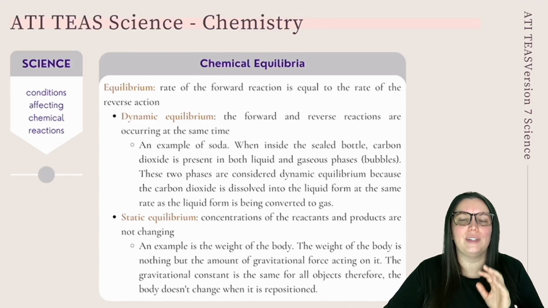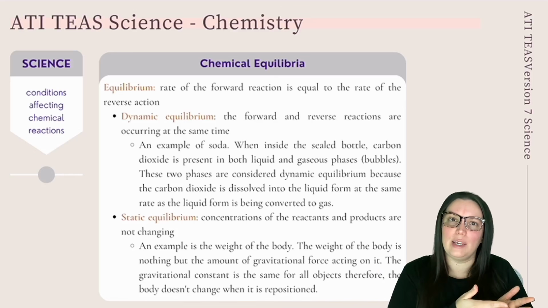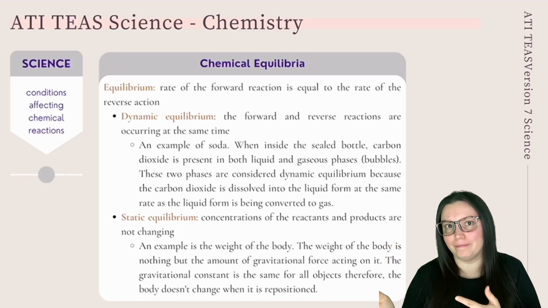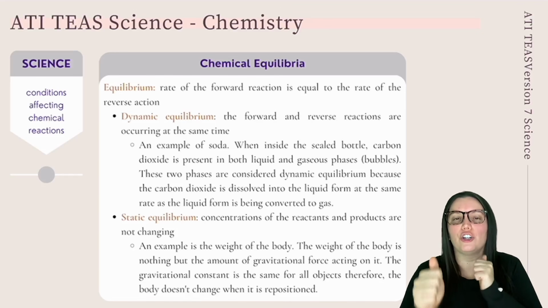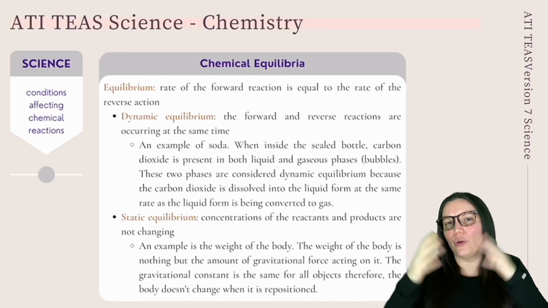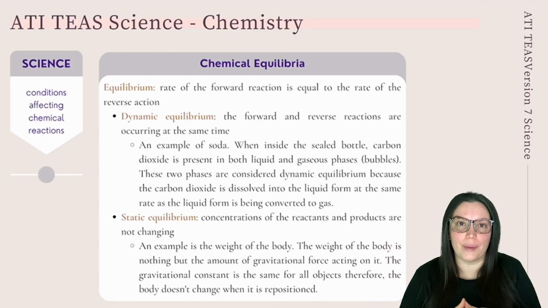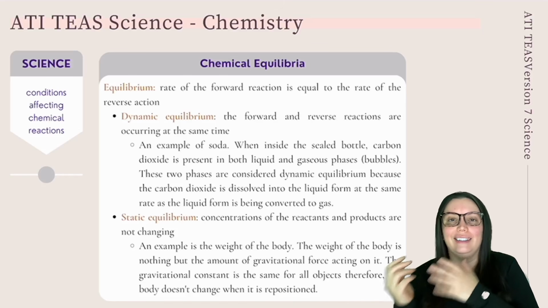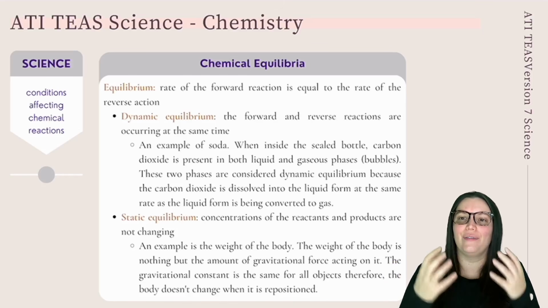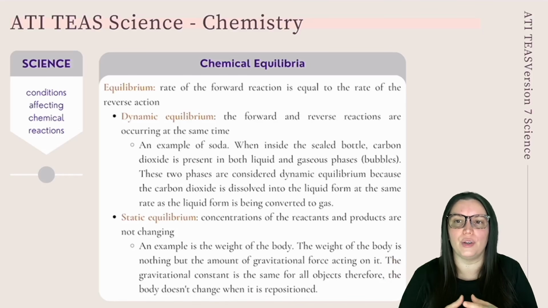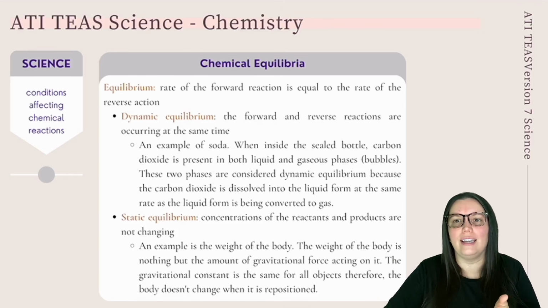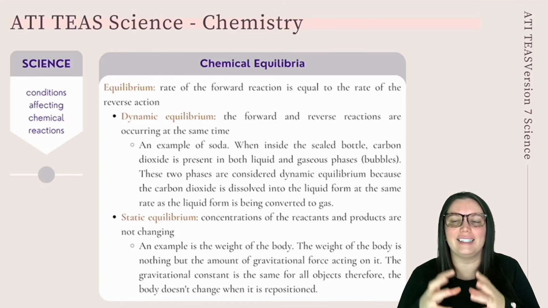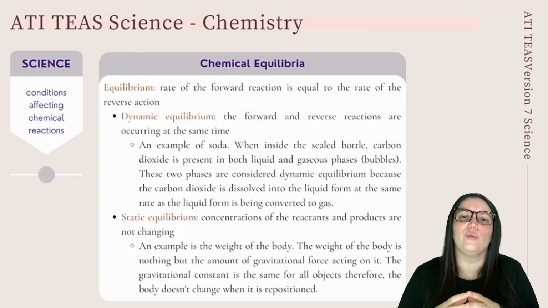There are 2 different types of equilibrium. We have dynamic equilibrium and static equilibrium. So when it comes to dynamic equilibrium, this is the forward and reverse reactions that are occurring at the exact same time. So a good example to think about this is soda. When it's inside a sealed bottle, carbon dioxide is present in both liquid and gaseous phases. Those are the bubbles that are happening within the soda. These 2 types are considered dynamic equilibrium because the carbon dioxide is dissolved into the liquid form at the same rate as the liquid form is being converted into gas.